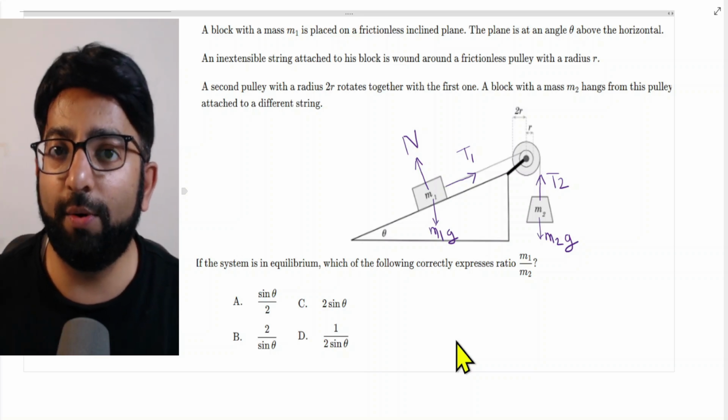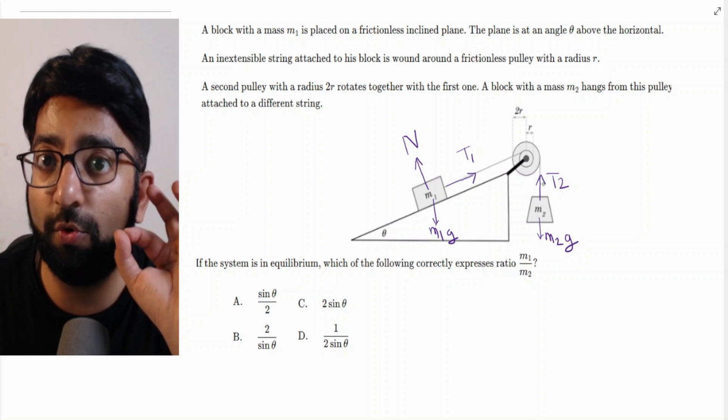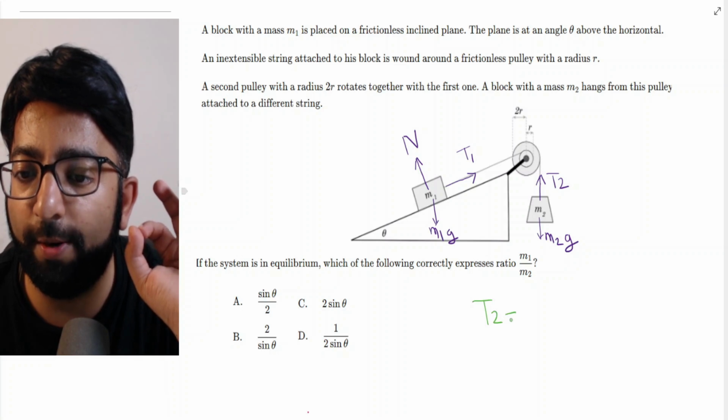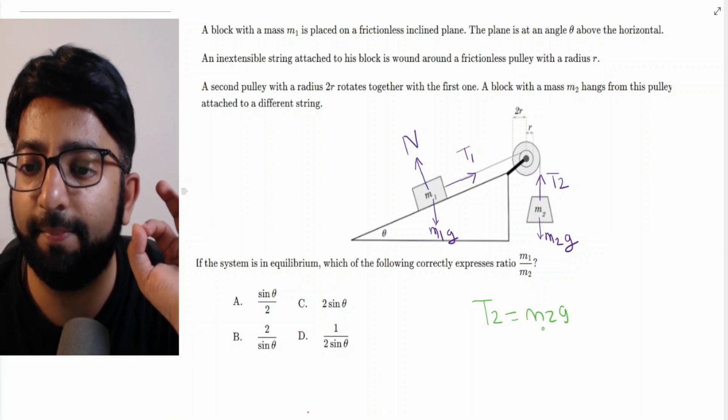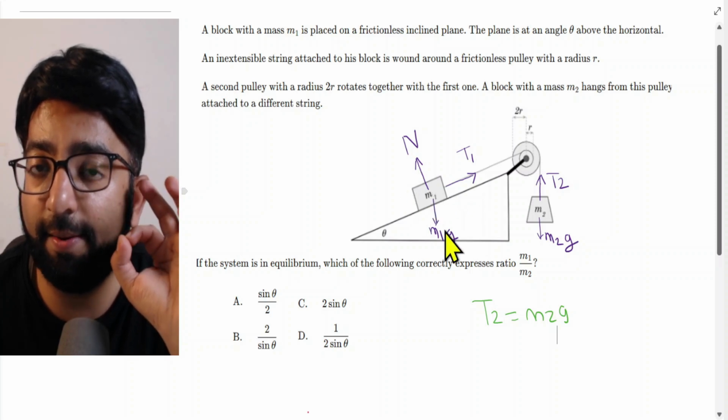F net should be equal to zero. So let's start with M2. There are only two forces acting on M2, T2 and M2G. So let's equate them. T2 will be equal to M2G. Now coming to M1, there are three forces acting: N, T1 and M1G.